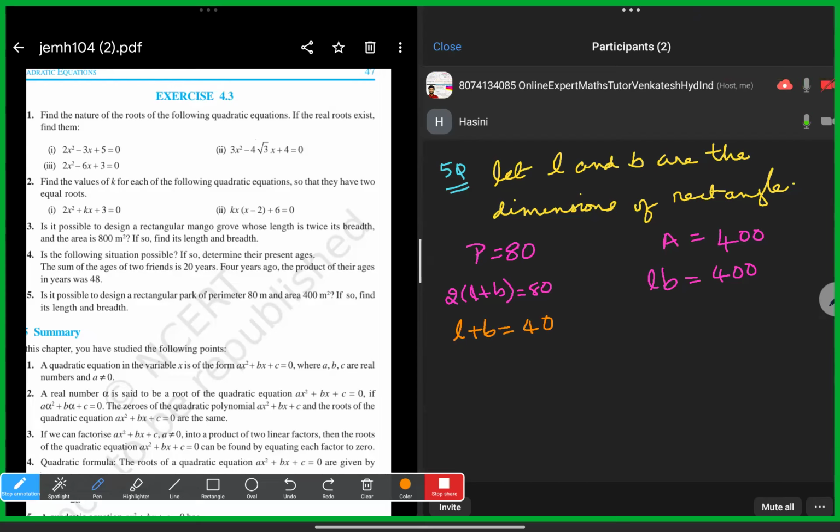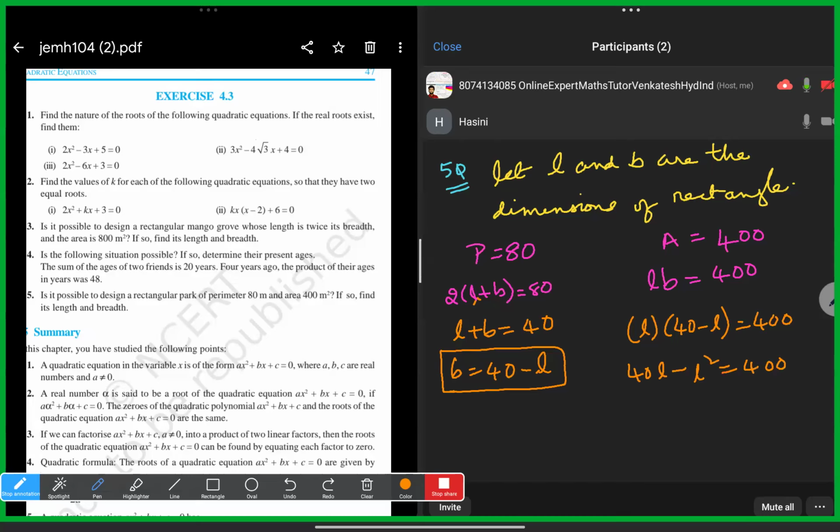They didn't give the variables, so I took L and B only instead of x and y. So B is equal to 40 minus L. Like the substitution method we are doing, I'm taking this and keeping it in LB is equal to 400. So L into (40 minus L) is 400. So 40L minus L square is equal to 400.